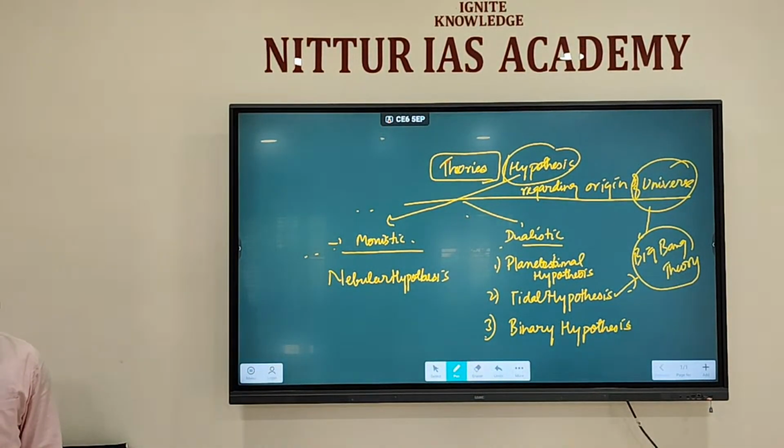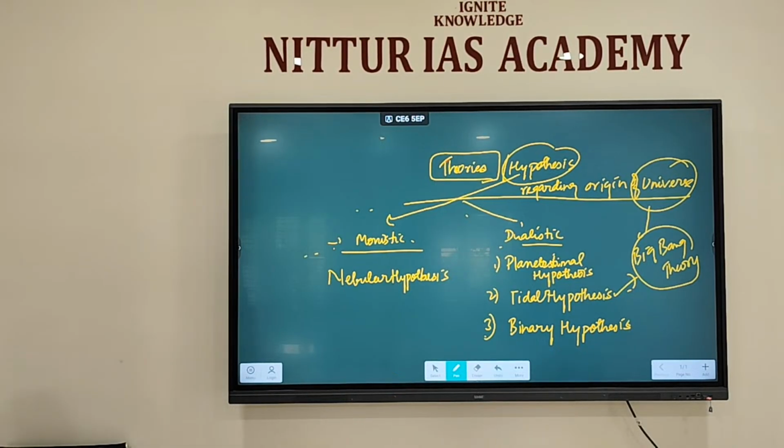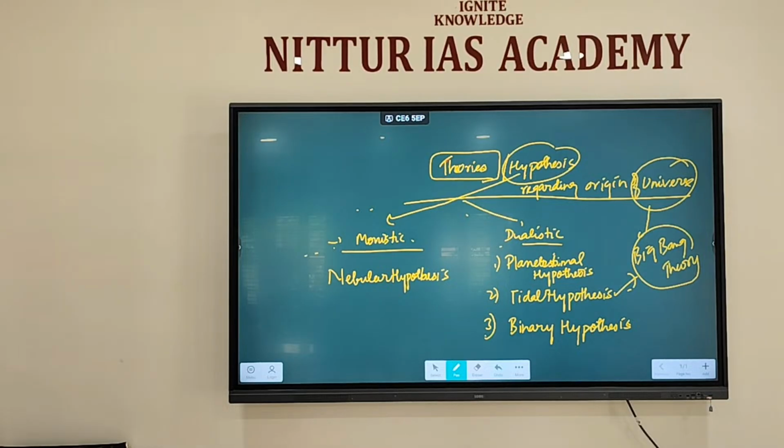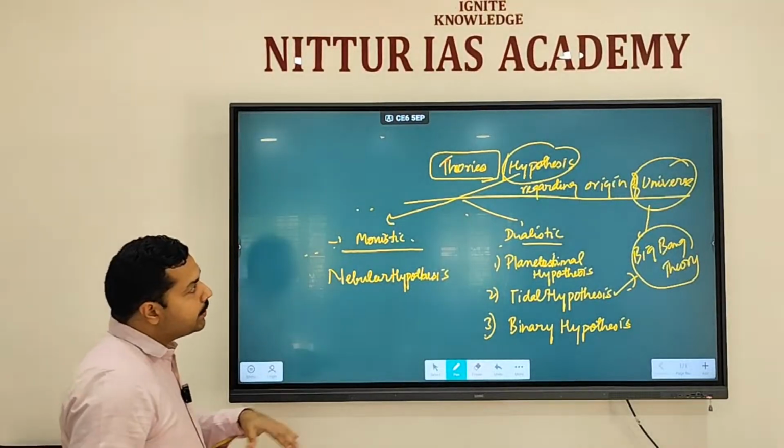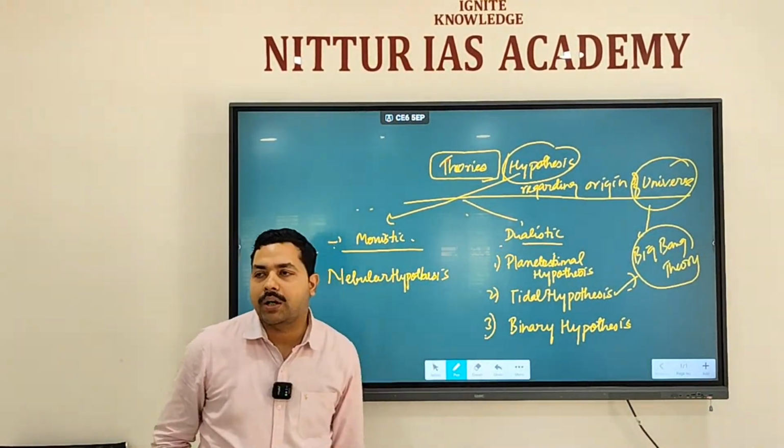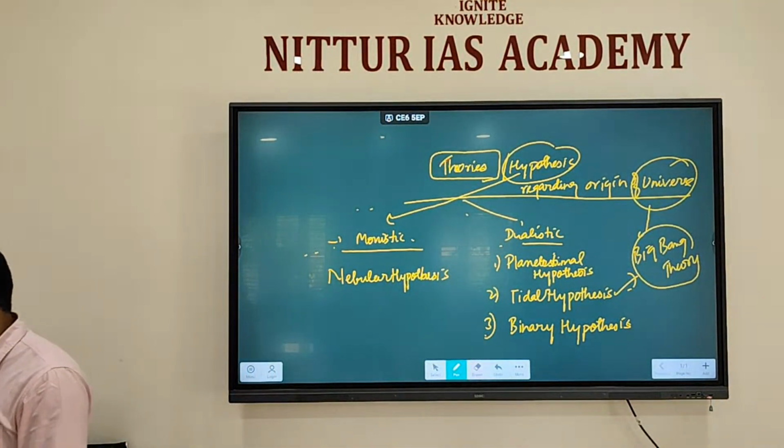Under the monoistic, you have one type of hypothesis, which is called the nebular hypothesis, and under the dualistic, you have three different types of hypothesis: the planetesimal hypothesis, the tidal hypothesis, and the binary hypothesis. These are the different types of hypothesis under monoistic as well as dualistic. These were the initial attempts made to explain how the universe was formed, or how the solar system was formed.